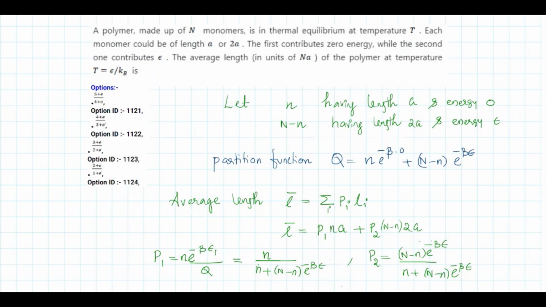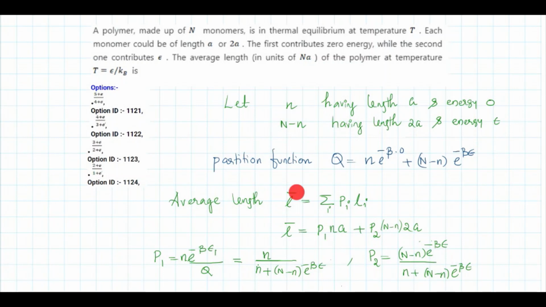Then, what is the partition function? The partition function Q is the sum over all the energy states. Here, small n numbers have energy 0, so n into e raised to minus beta 0, plus N minus n have energy epsilon, so (N minus n) into e raised to minus beta epsilon. That will make the partition function n plus (N minus n) e raised to minus beta epsilon. What is the average value of a quantity?